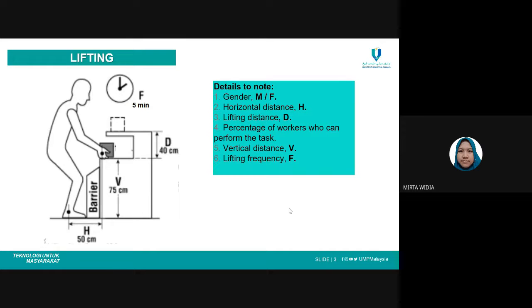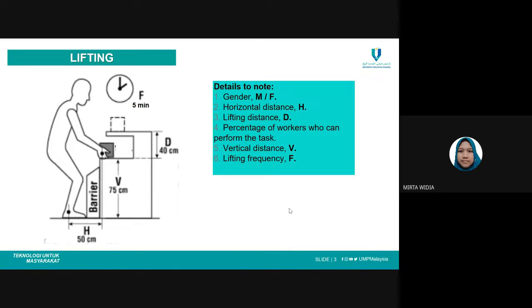Okay, this is the example. This person needs to lift the load from a vertical height of 75 centimeters from the floor to the table, at a height of about 115 centimeters, right? 75 plus 40. Betul. Okay.